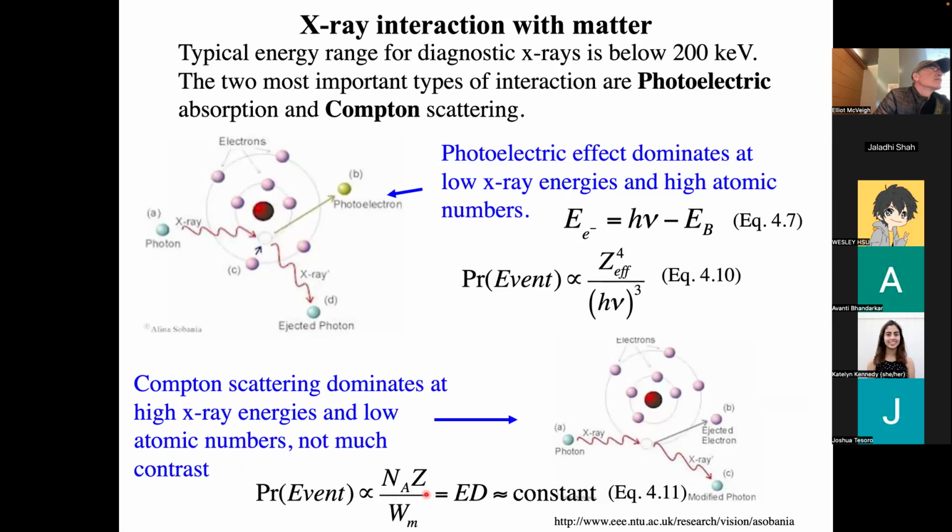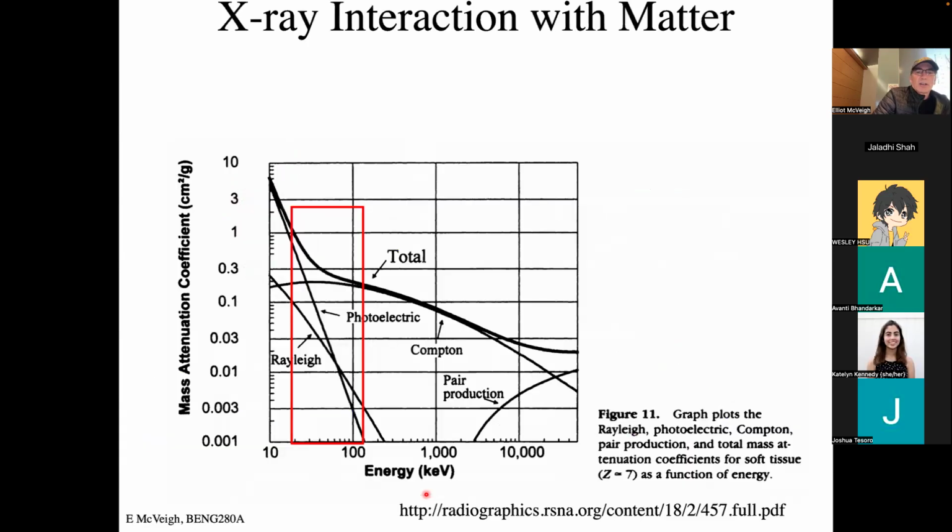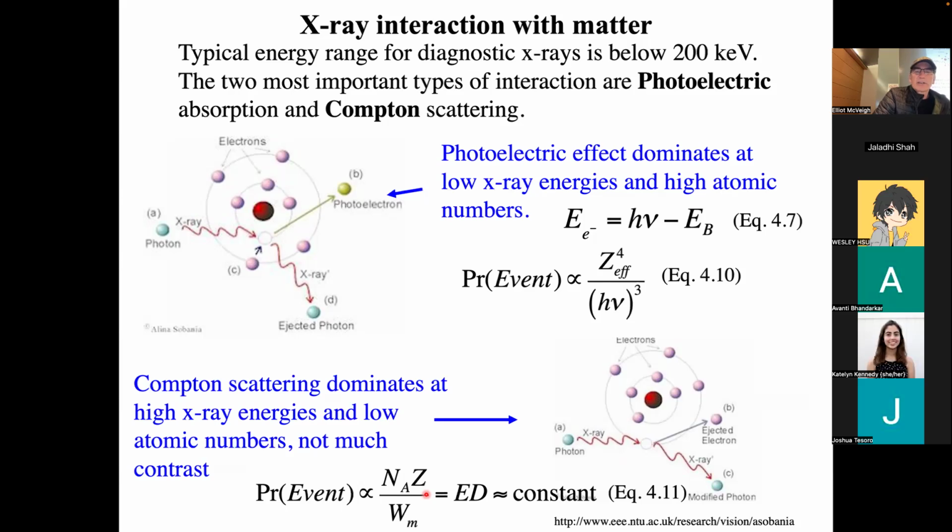Which means with higher frequency, we get less of the photoelectric effect. Correct. Why? If I imagine a higher-frequency wave, isn't it more probable to impact? Why does that happen? That's a great question. Why is this mu to the third power?